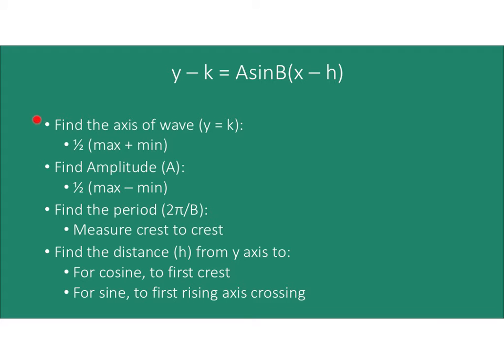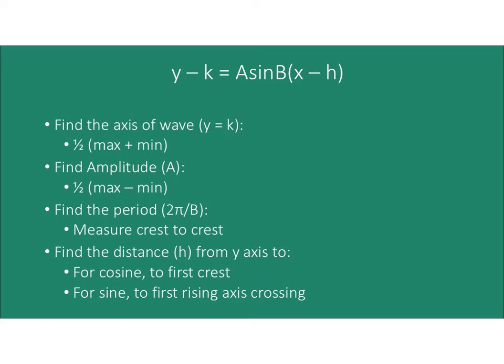Keeping in mind we're going to find the axis of wave, which is k, or y equals k, I'm going to go through each of these steps. We're going to find the average, basically, of the max and the minimum y value. We're going to need the amplitude, which we can find by taking the difference between the max and the minimum divided by 2. We'll need the period, and from there we'll calculate what b is. And then we're going to need to figure out the horizontal translation for cosine and the horizontal translation for sine. So let's do our first example.